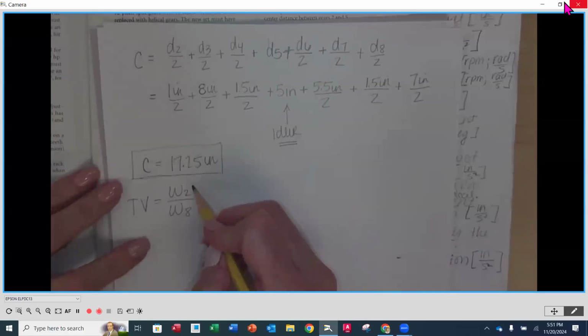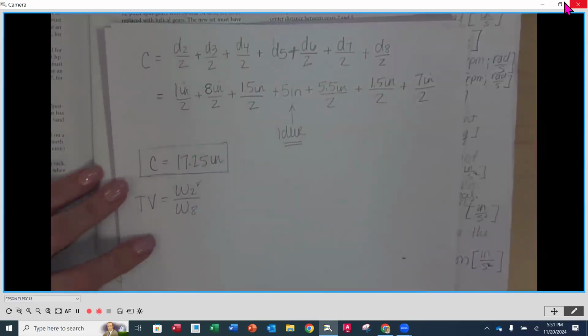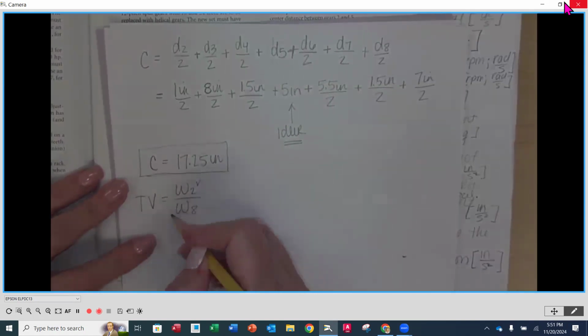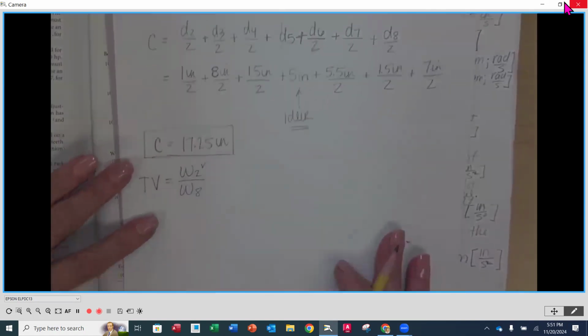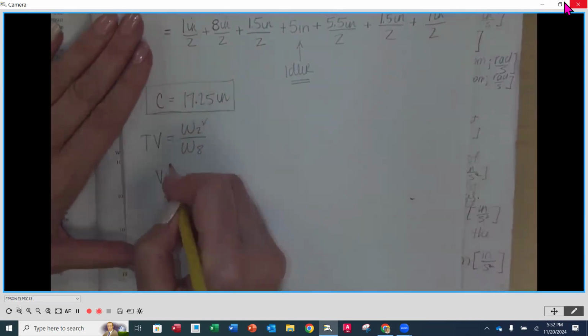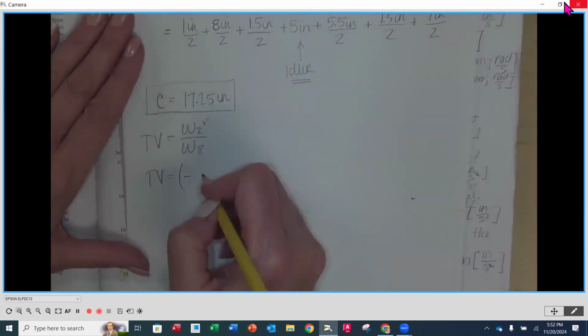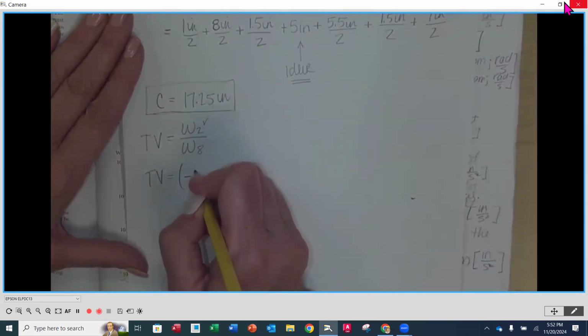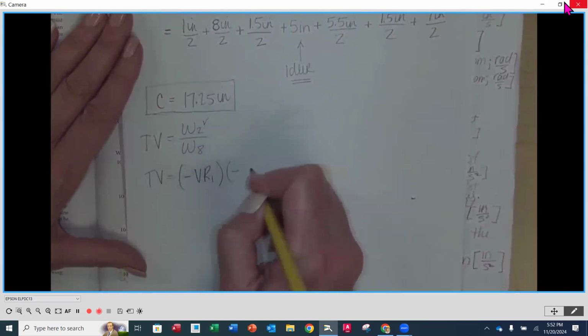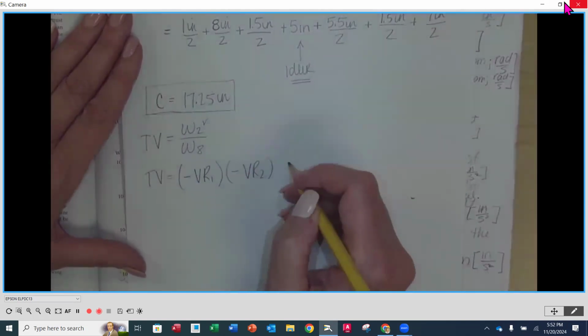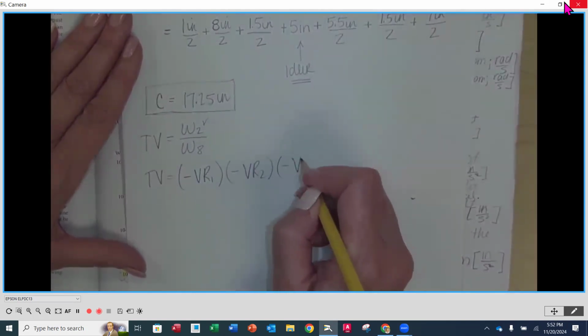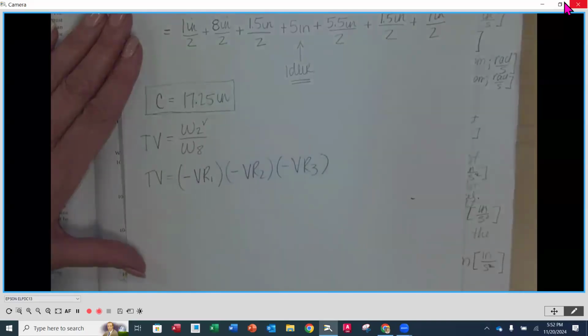So in this problem right here, we know what W2 is. We can figure out the train value, so we will, and then that's how we're going to get to W8, all right? So if we expand out using those diameters, the train value is going to be equal to minus the velocity ratio of number 1 times the velocity ratio of the second reduction times the velocity ratio of the third reduction.